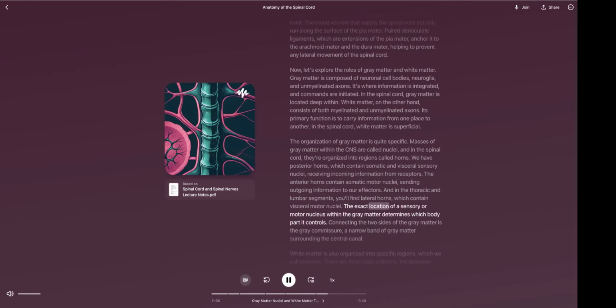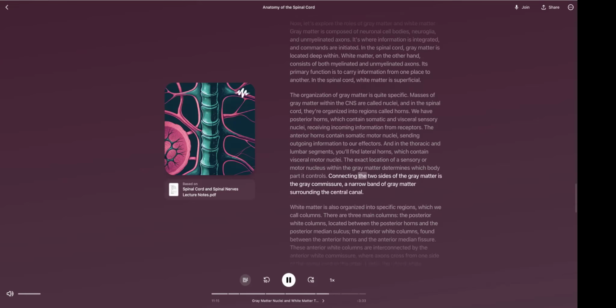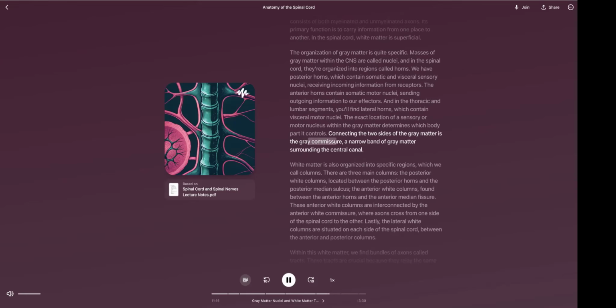The exact location of a sensory or motor nucleus within the gray matter determines which body part it controls. Connecting the two sides of the gray matter is the gray commissure, a narrow band of gray matter surrounding the central canal. White matter is also organized into specific regions, which we call columns. There are three main columns: the posterior white columns, located between the posterior horns and the posterior median sulcus; the anterior white columns, found between the anterior horns and the anterior median fissure.